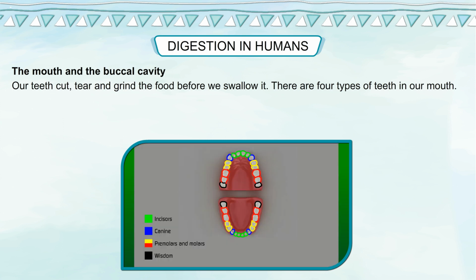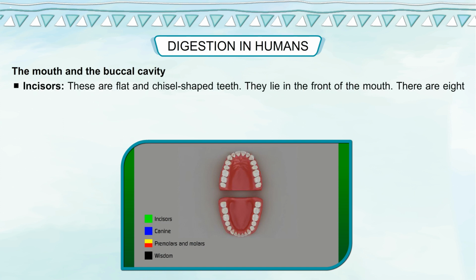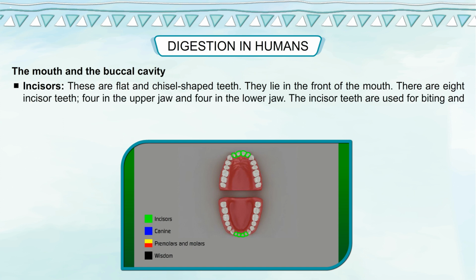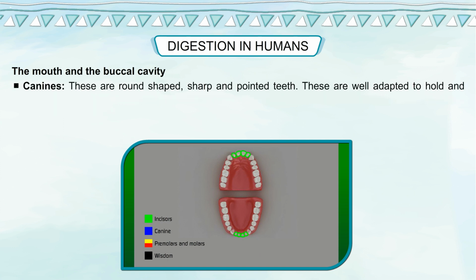There are 4 types of teeth in our mouth. Incisors. These are flat and chisel-shaped teeth. They lie in the front of the mouth. There are 8 incisor teeth, 4 in the upper jaw and 4 in the lower jaw. The incisor teeth are used for biting and cutting of food items. Canines. These are round-shaped, sharp and pointed teeth. These are well adapted to hold and tear the food. There are 4 canine teeth found in a human.